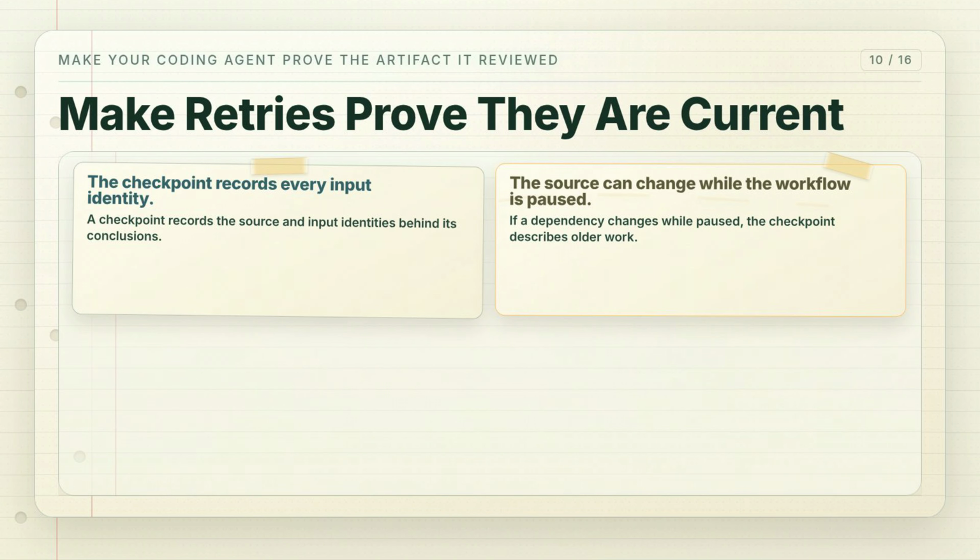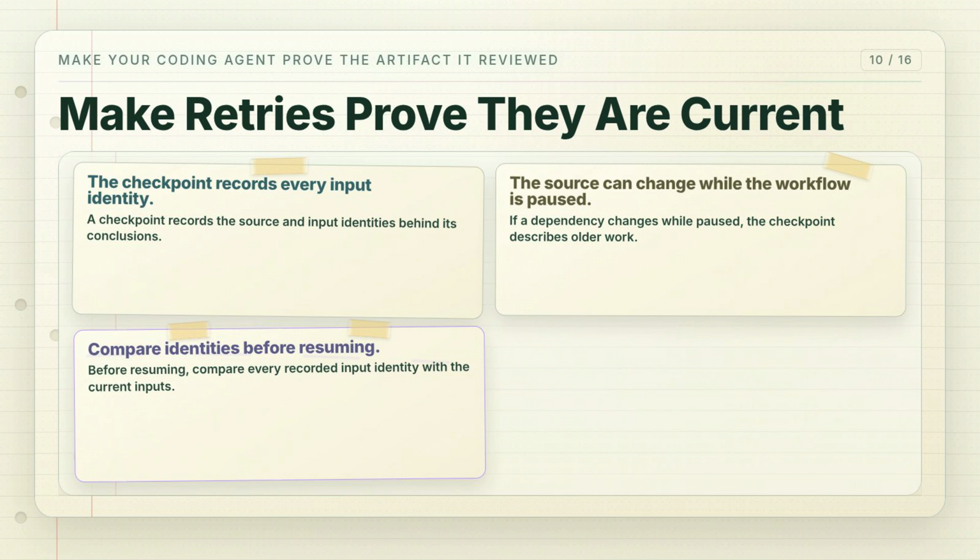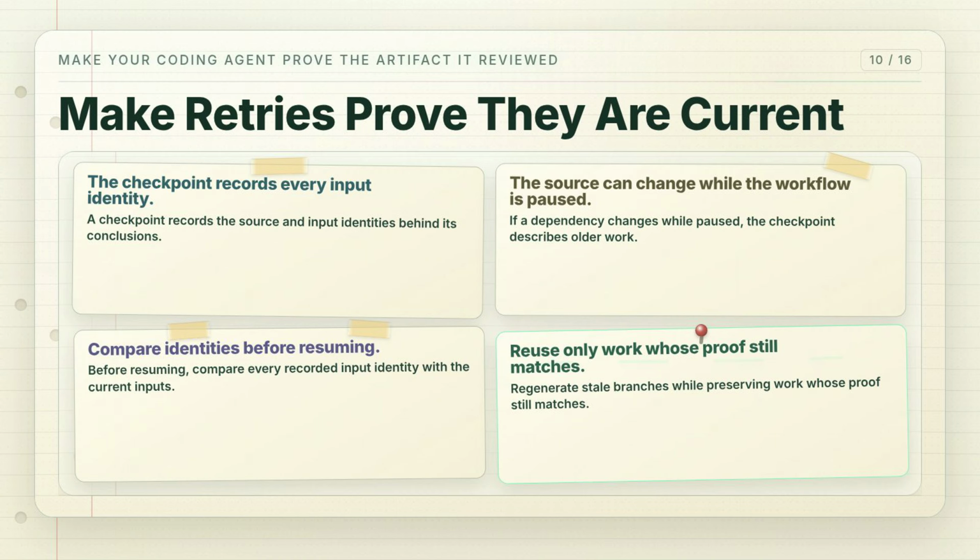If the source changes while the workflow is paused, loading that checkpoint can succeed even though its conclusions describe older work. Before resuming a consequential stage, compare every input identity recorded by the checkpoint with the current inputs. Mark each changed dependency stale and regenerate only the branch that depends on it. Matching branches remain reusable. Now the workflow is safely resumable, not merely restartable.